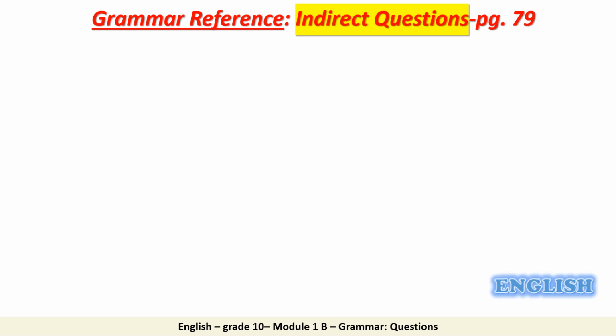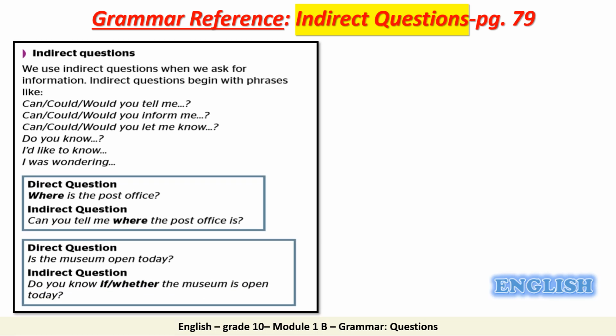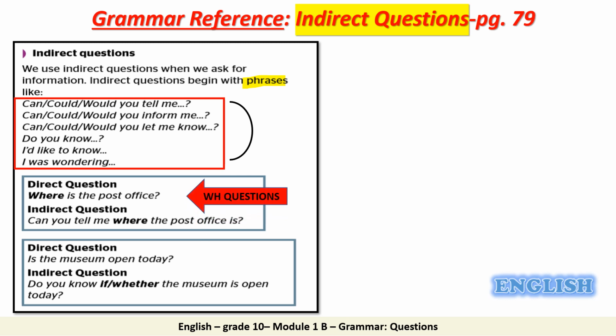Grammar reference section, Student's Book, page 79. Read the following carefully, highlight the important parts. Amazing. These are the phrases needed to change direct to indirect questions. Remember, when you have a WH question, you need to use the same question word when you change it to indirect. And when you have a yes or no question, you have to use if or whether when changing to indirect.